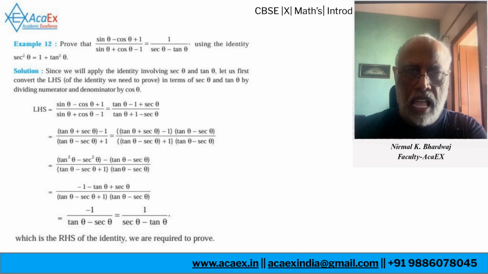Example 12. Advanced identity proof. This slide demonstrates a more complex proof for the identity (sin theta minus cos theta plus 1) over (sin theta plus cos theta minus 1) equals 1 over (sec theta minus tan theta). The solution involves dividing the numerator and denominator by cos theta, then using algebraic manipulation and the identity sec squared theta equals 1 plus tan squared theta to arrive at the right-hand side.